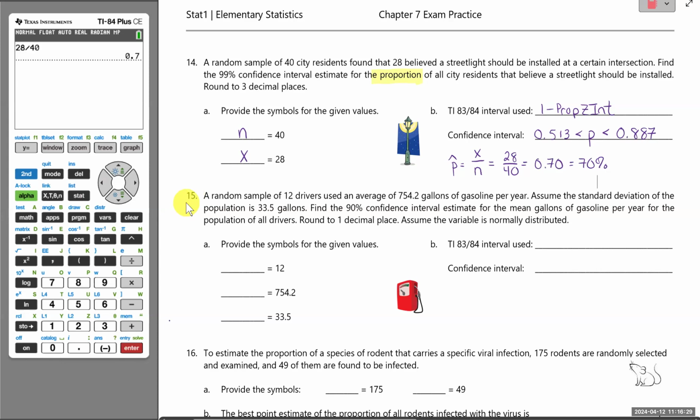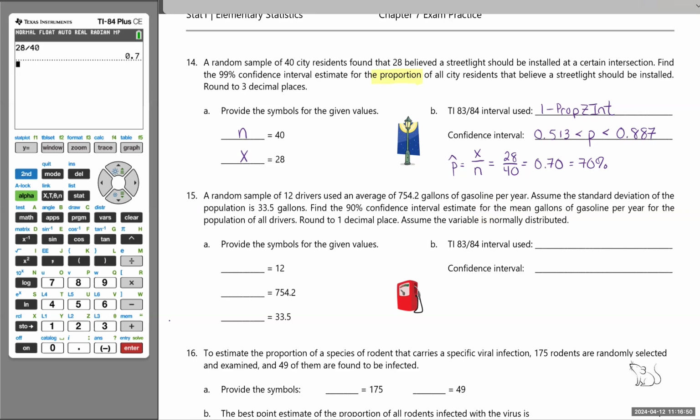Okay, let's go to number 15. A random sample of 12 drivers used an average of 754.2 gallons of gasoline per year. Assume the standard deviation of the population is 33.5 gallons. Find a 90% confidence interval estimate for the mean.